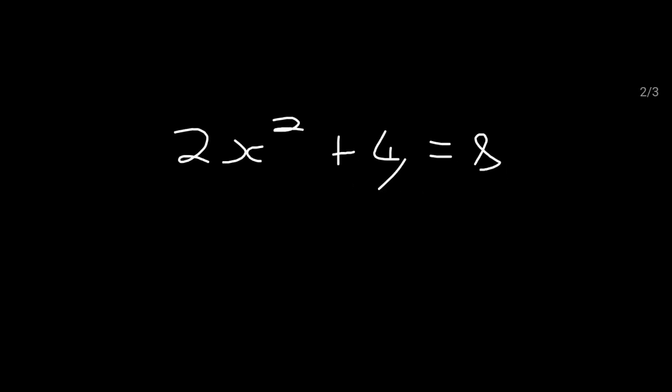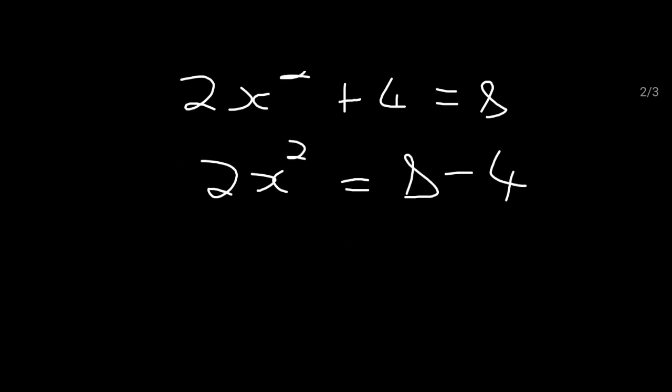Another one. Same thing, guys. Again, we learn about transposing, we learn about the coefficient, now we learn about the exponent. That's why, again, you have to understand. So we leave this term here, and then we transpose the 4 here. We have 8 minus 4.